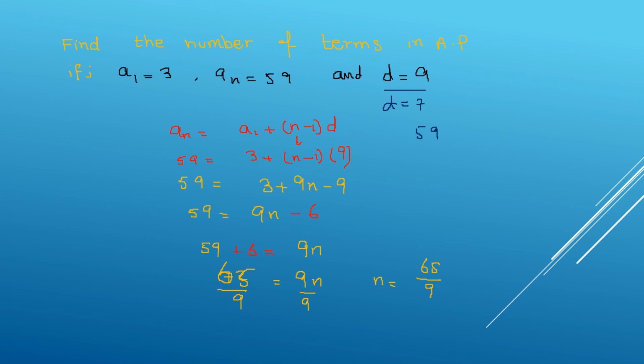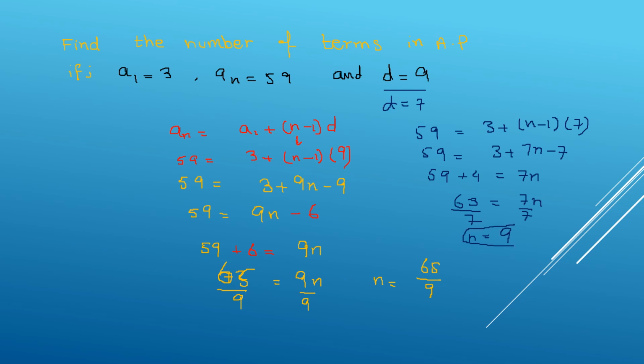Then it makes 59 equals 3 plus (n minus 1) times 7. So that makes 59 equals 3 plus 7n minus 7. The negative 4 will come over to make it plus 4, which makes it 7n. So 59 plus 4 is 63, which is 7n. Now you can see that this gives a natural number, n equals 9, since 9 sevens are 63. So the ninth term of this sequence is 59 if d is 7.